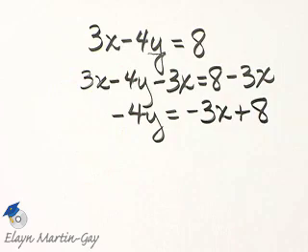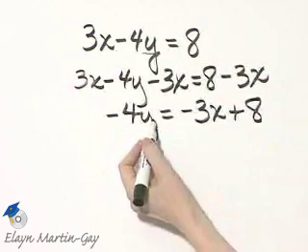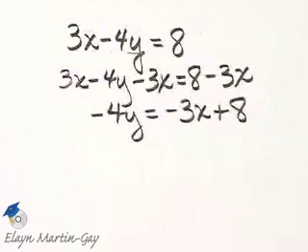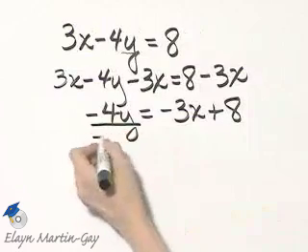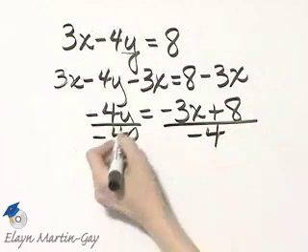But it makes no difference. And then how do I solve for y? I solve for y by dividing both sides by the coefficient of y, which happens to be negative 4. So I'll divide the left side by negative 4 and the right side by negative 4.